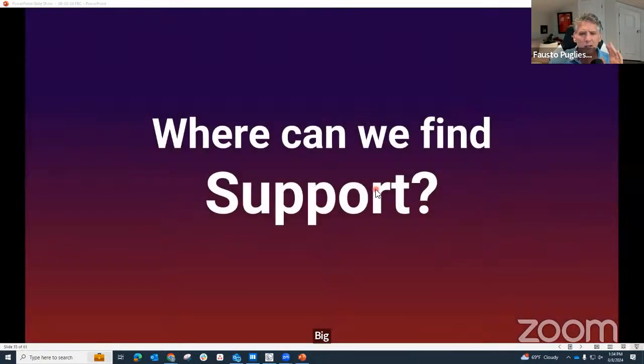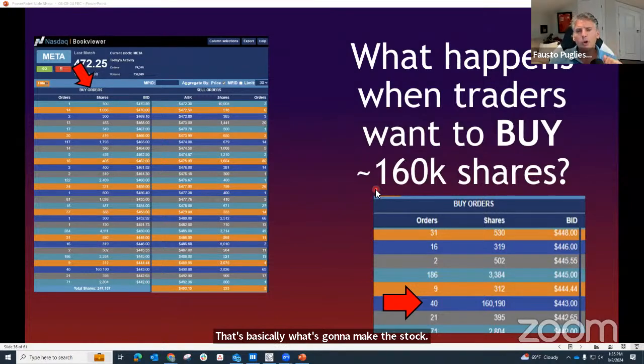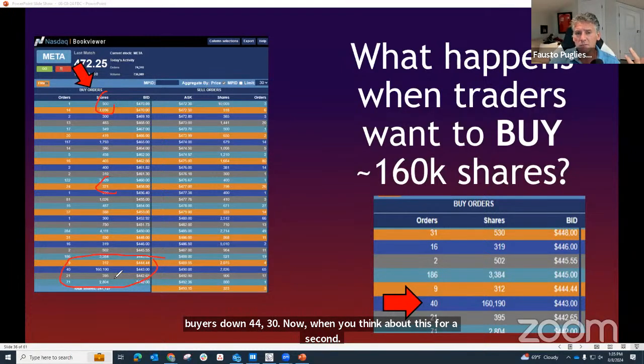Listen, what you're looking for is support levels, right? That's basically what's going to make the stock stop. So let's go see what's going on in the exchange. Let's go see where the big buyers are. I'm going to look at the buy side, and I notice when I work my way all the way down here, right here is a 160,000 share buyer. There's buyers everywhere, they're all over the place. But the biggest buyer is down at 44.30. That's a pretty big difference, a significant loss right there.